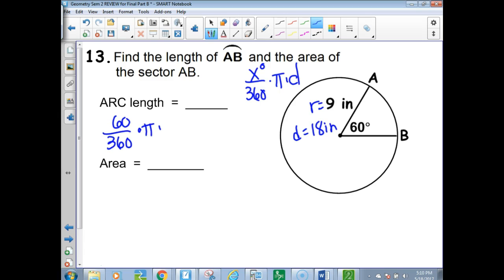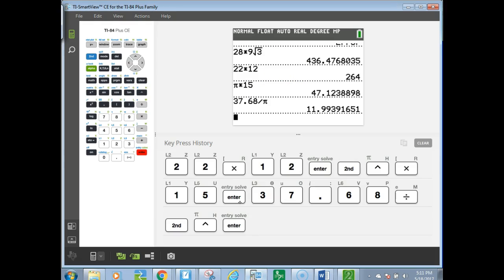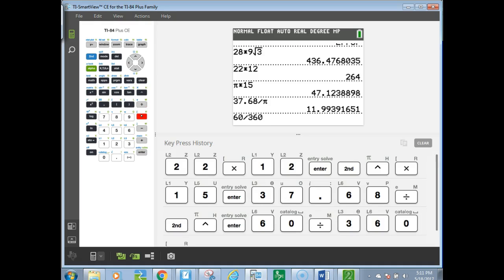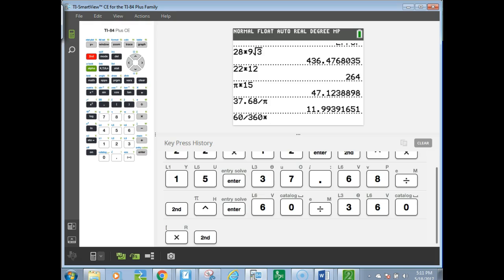times pi times the diameter 18. Now you could reduce this to 1/6, and then you could work on getting it in terms of pi. It'd be 3 pi, but I'm going to go ahead and do it on the calculator because I tell my students to go to the nearest tenth or hundredth. 60 out of 360 times pi times the diameter of 18.